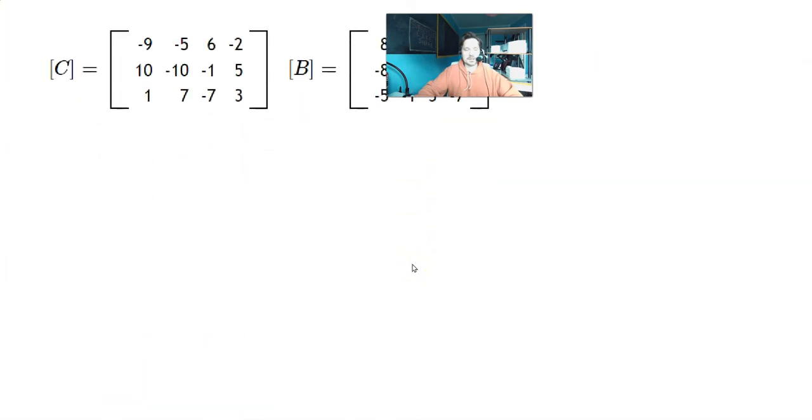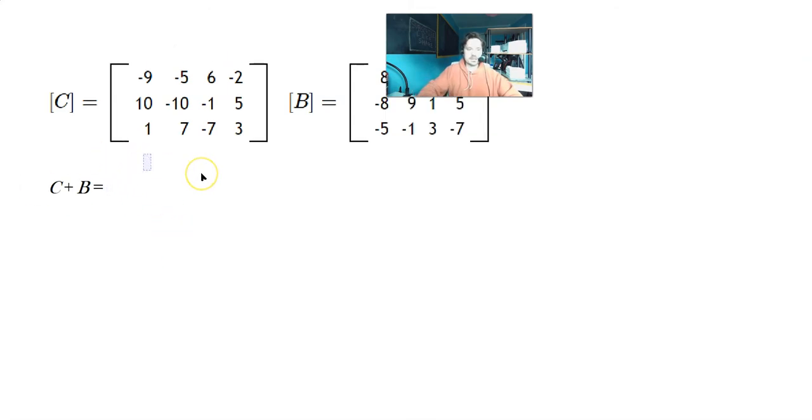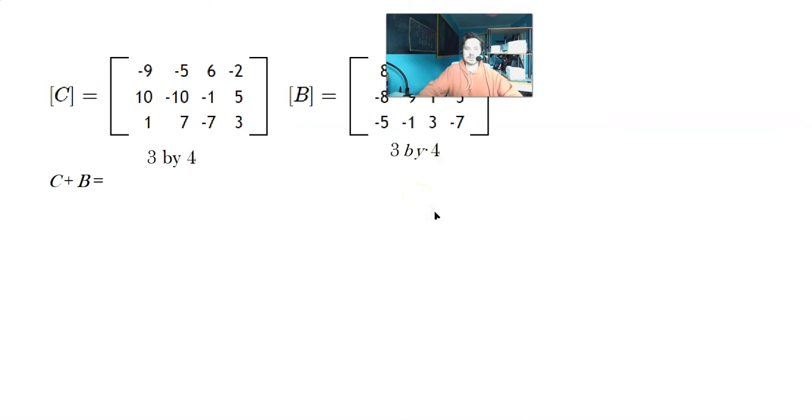Let's look at the next one here. We're going to add these two big matrices, C and B. We're going to do C plus B. Notice that the following is true about each of these. This one is 3 by 4, and this one is also 3 by 4. So they're both the same size, 3 rows by 4 columns, so we can add them.